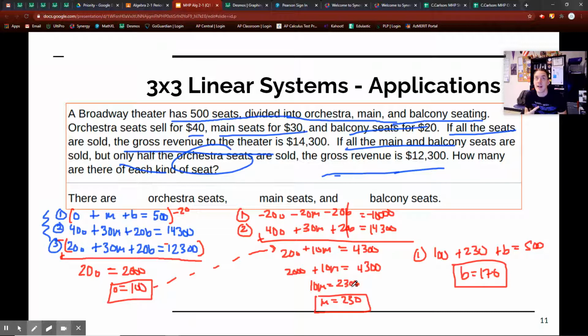Many, many times I have students giving me like 500 for orchestra, 70 for main, and then B is like 1,000 seats. I'm like, are you serious? It literally says in the problem there's only 500 seats. You're trying to find how many seats. Literally, look at the problem. So I have 100, I have 230, and then of course I have 170. And that is my final answer.